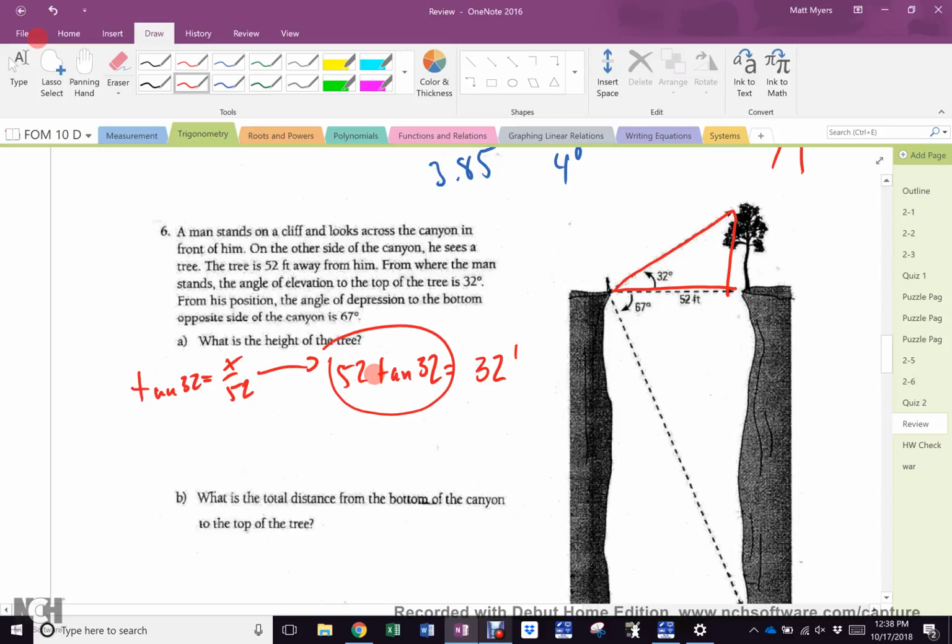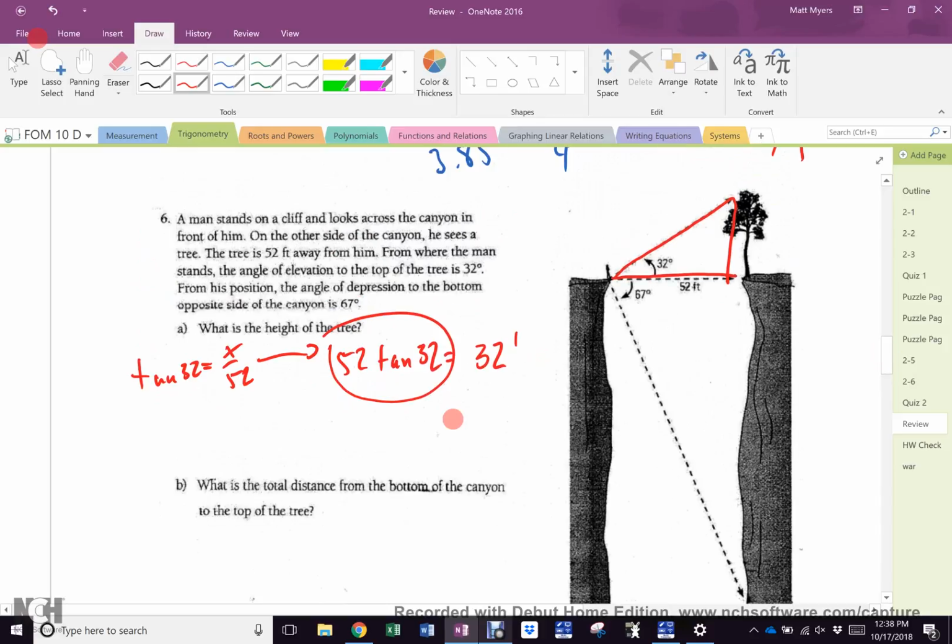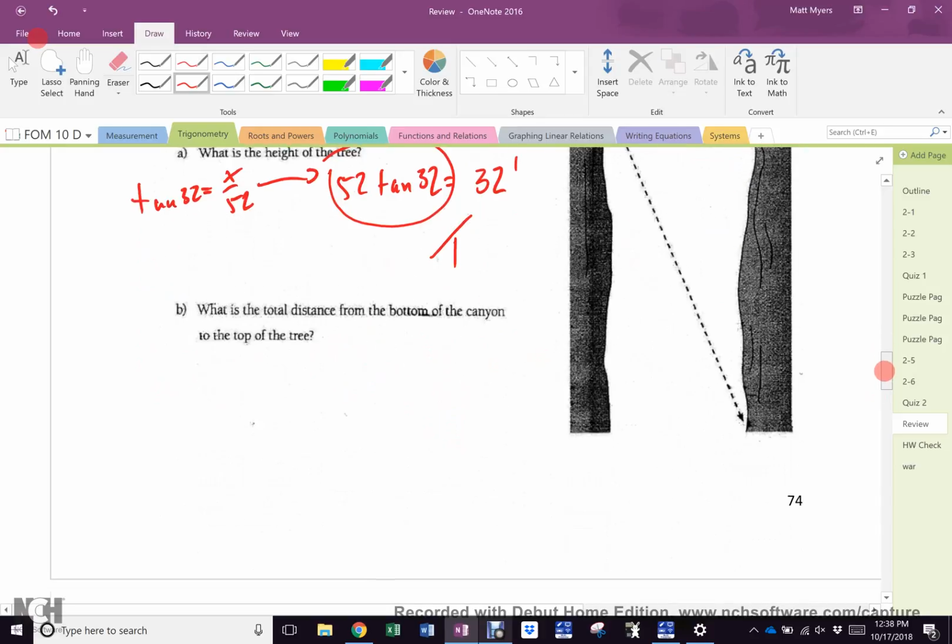All right, yeah, okay. Everybody good? All right. 1 out of 1? 1 out of 1. It's only one question. It's only one bit of trig.